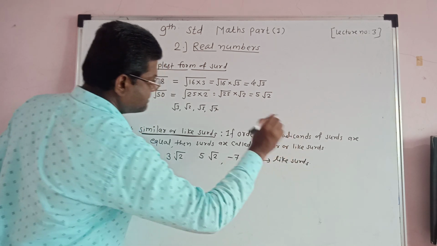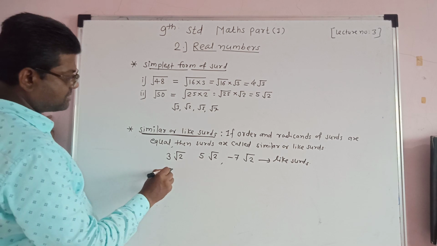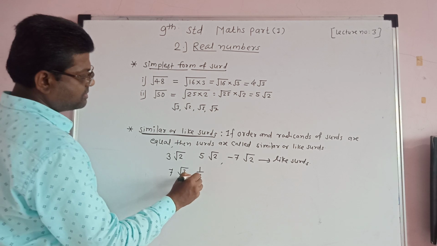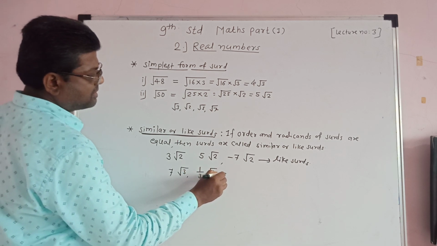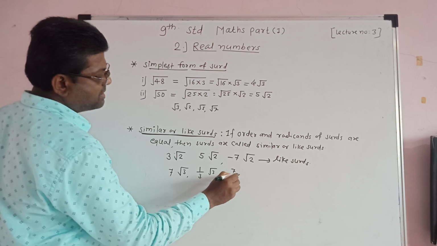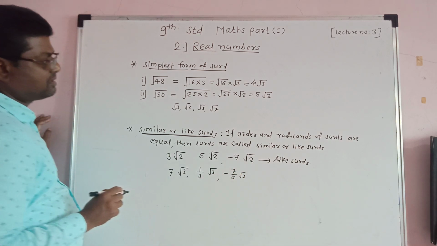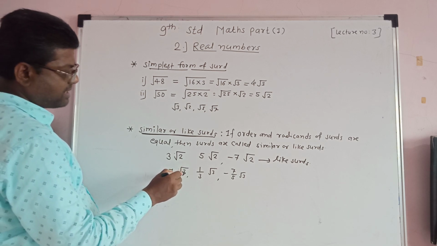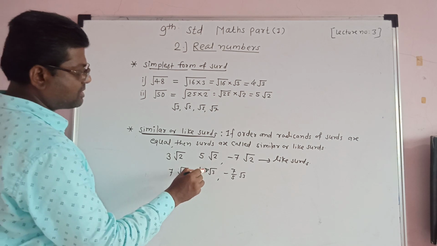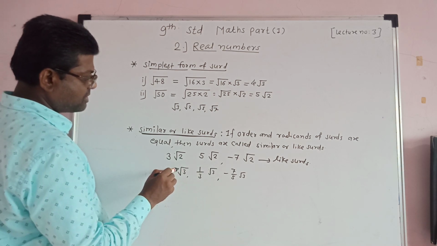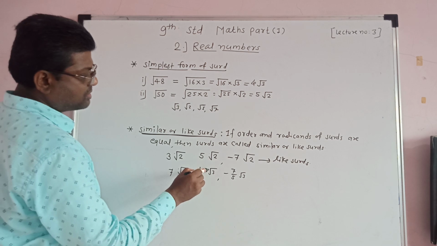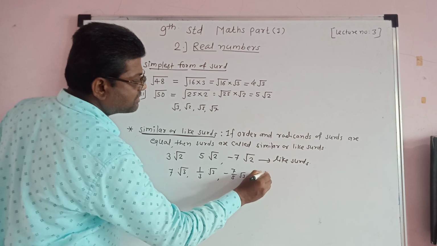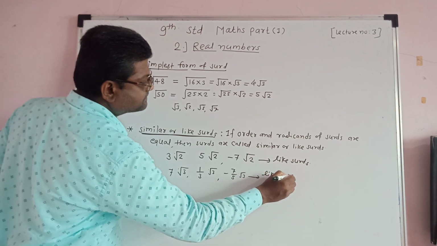For example, 7 root 3, 1 upon 3 root 3, minus 7 upon 5 root 3. In this also, for each surd, the order is 2 and the radicand is 3. Therefore, these are also like surds.